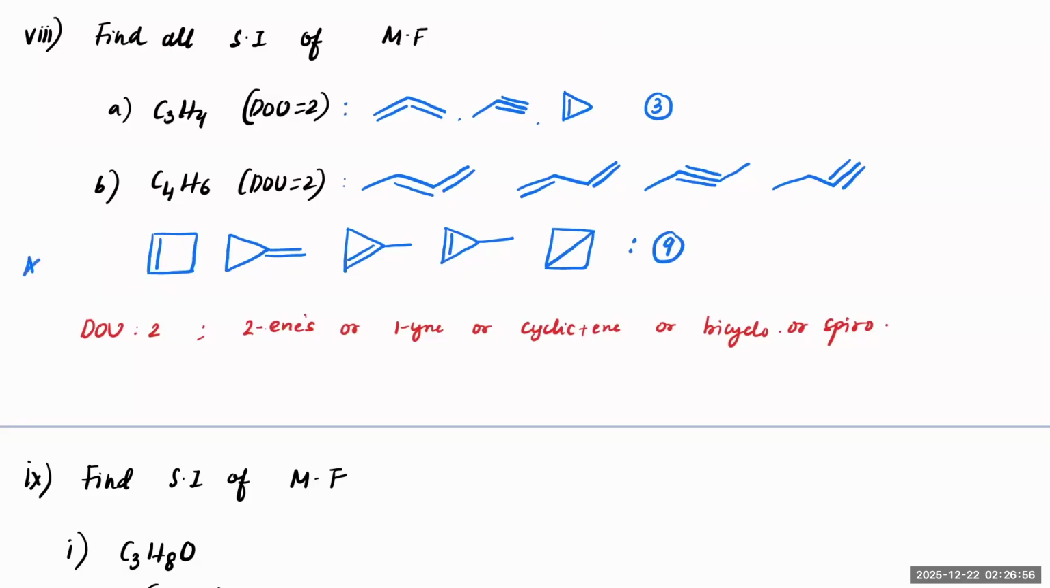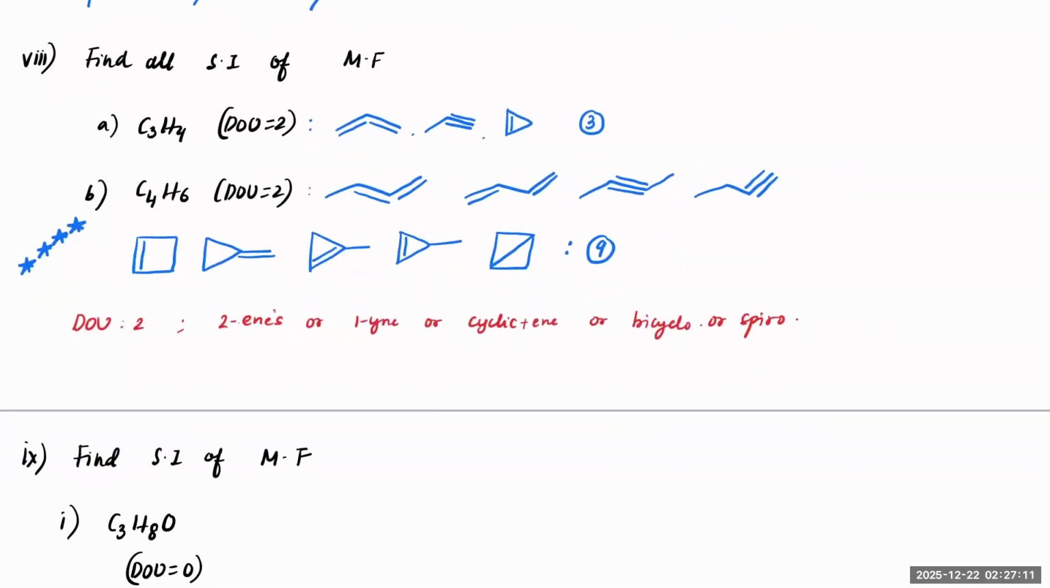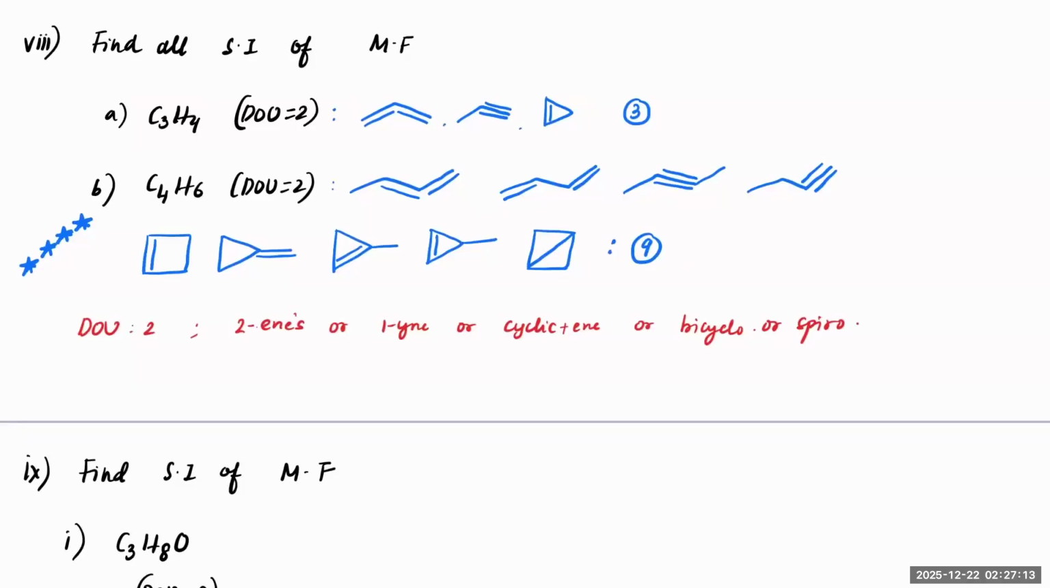Okay. Now in JEE, in recent times, this is the most asked question. Got it? In JEE, this has been the most asked question: the number of isomers of C4H6. Does anybody have a doubt in these cases? Please check.